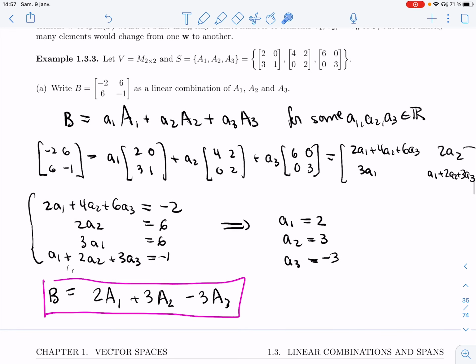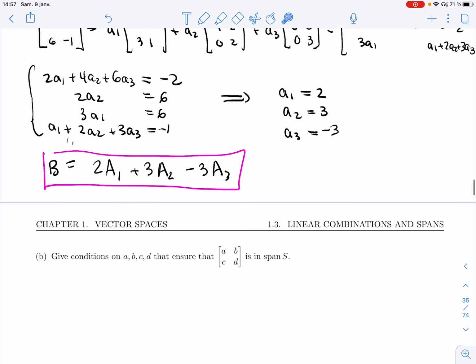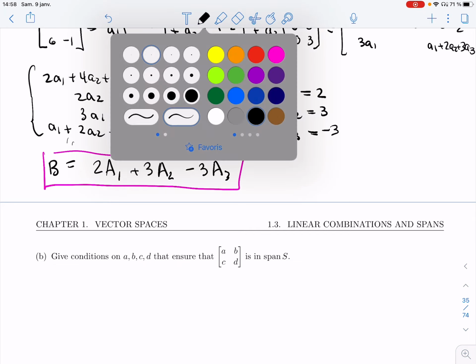All right. We want to do that again, but now we want to do it for an abstract matrix A, B, C, D. So give conditions on A, B, C, D that ensure that the matrix is in the span, so it can be written as a linear combination of the three matrices of S.